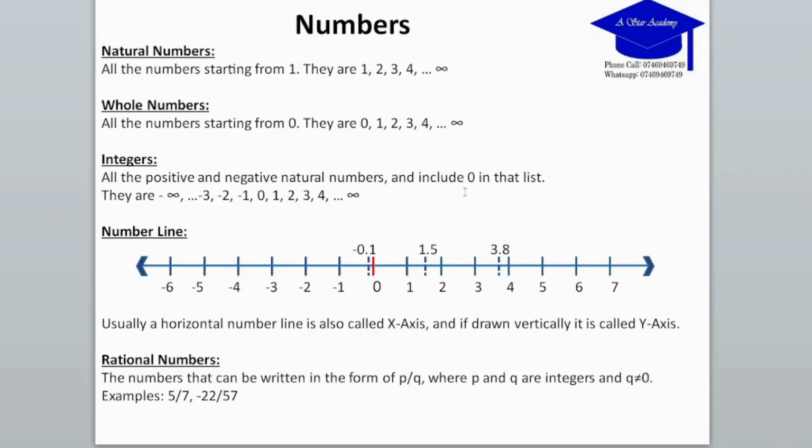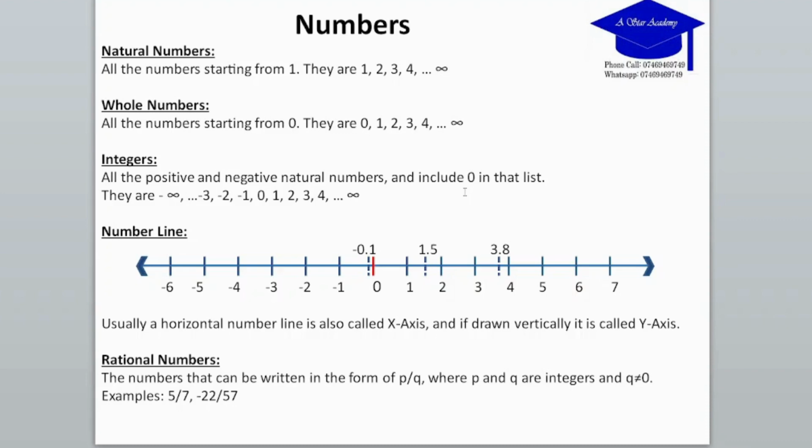constitute integers. Now if we want to show all these numbers on a number line, then we just have to draw a straight line, and there is a red mark at the center there which we call 0, and we have equidistant marks called 1, 2, 3, 4 on the right hand side, and -1, -2, -3 on the left hand side. So this is called a number line.